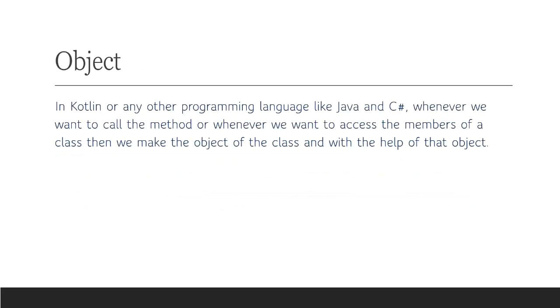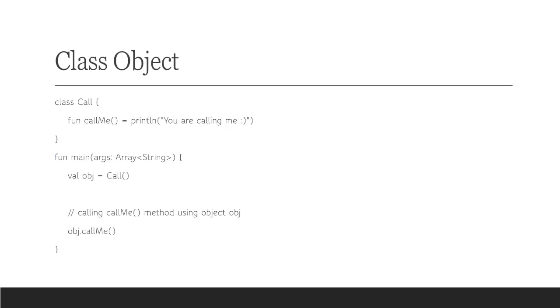If we talk about objects in Kotlin or any other programming language, whenever we want to call methods or access the members of a class, we make an object of the class, and with the help of that object we can call them. So here is an example of how we can simply make a class with a function, and you can call that object easily.